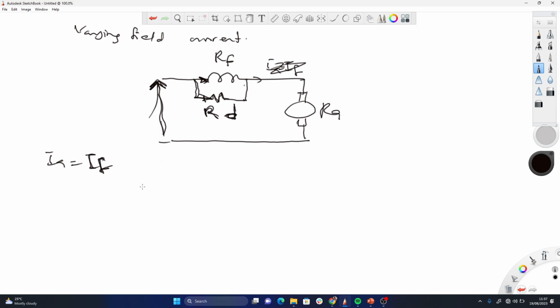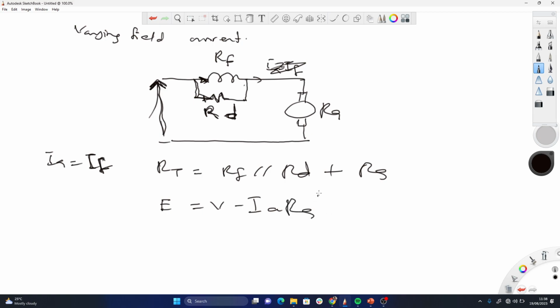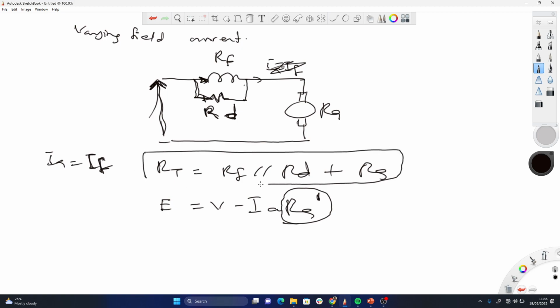The total resistance here, RT, is RF parallel RD, plus RA. So where I'm using E is equal to V minus IA RA prime in the table, my RA prime, which is the total resistance, will be equal to this. So that's what to change in the table.